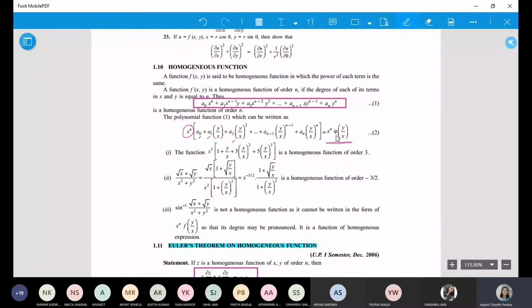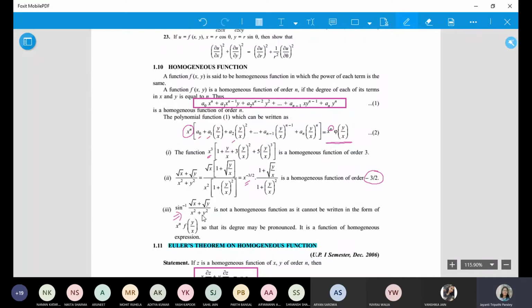It is x to the power n phi or psi of y by x, where n is the highest order available and it is the order of the homogeneous function. For example, here what is happening? This is a homogeneous function of order 3. When you check, this is a homogeneous function of order minus 3 by 2. This is a function of y by x. So this is one thing you need to understand. It is not necessary that you get an integer as an order. Now, I want you to focus on this also.